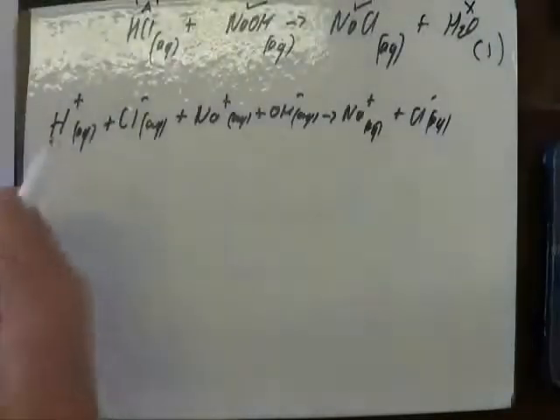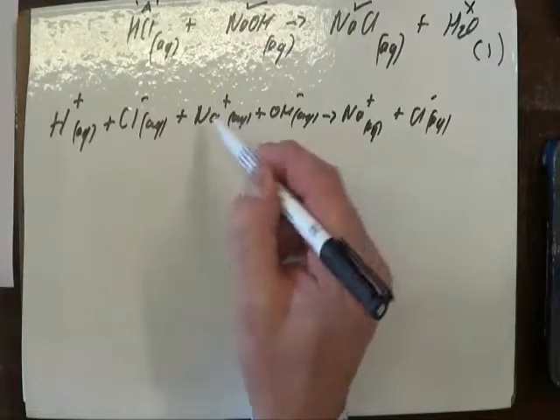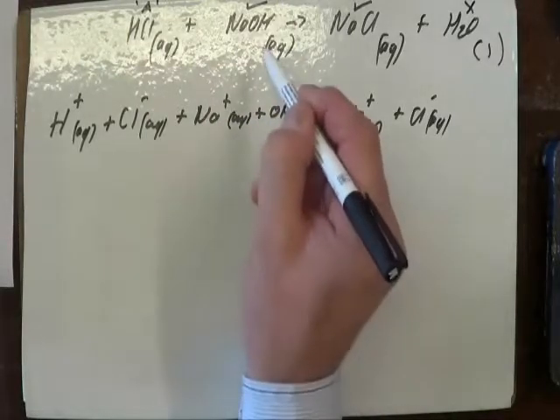Okay, so basically, it's like writing formula, but in reverse. Instead of combining the ions together to make a formula, we take the formula, we split it up into its ions.